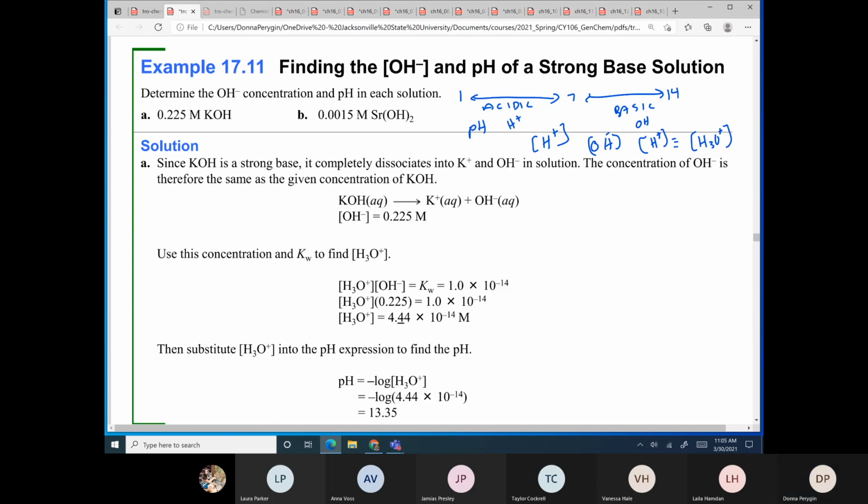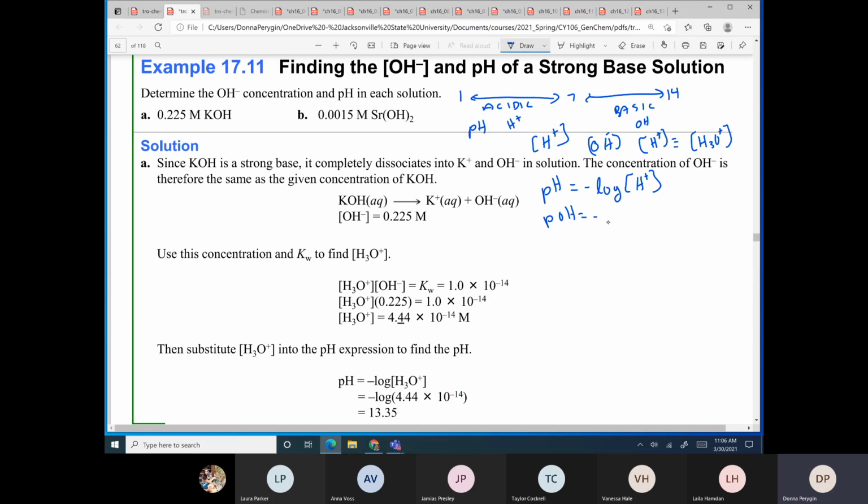All right, so we've spent some time finding the H plus concentration, and we learned that the pH is equal to the negative log of the H plus concentration. And remember, that's the same as the H3O plus concentration. Okay, and we have another term called pOH, which is equal to the negative log of the hydroxide ion concentration. And we use the pH when we're in the acidic range in general, and we use the pOH when we're in the basic range in general.